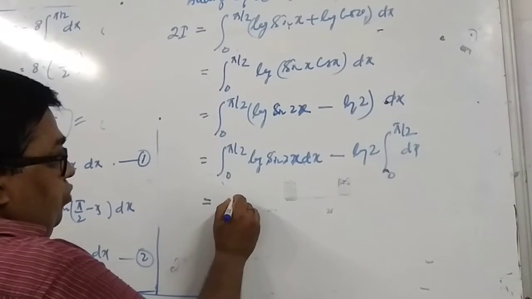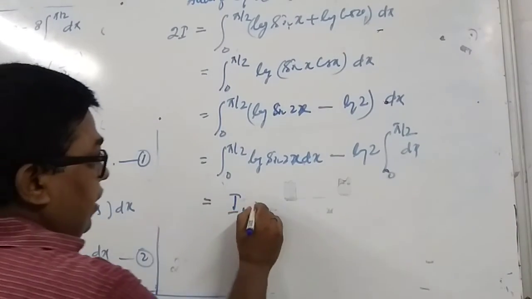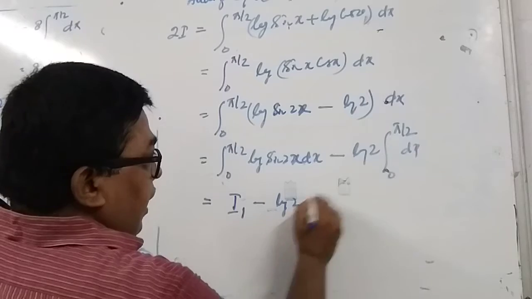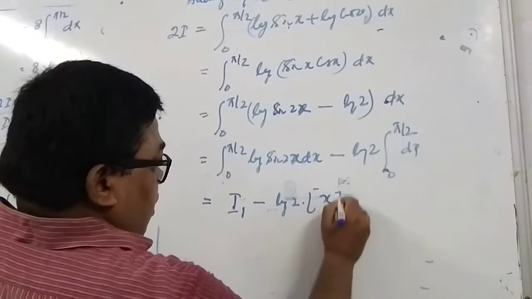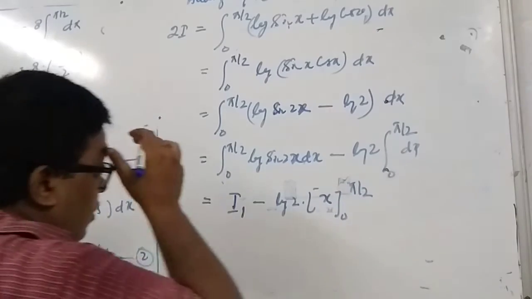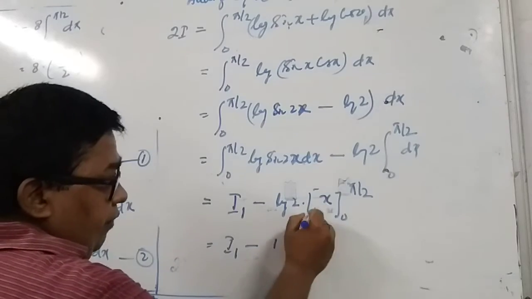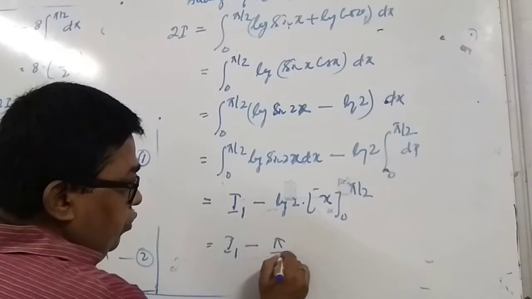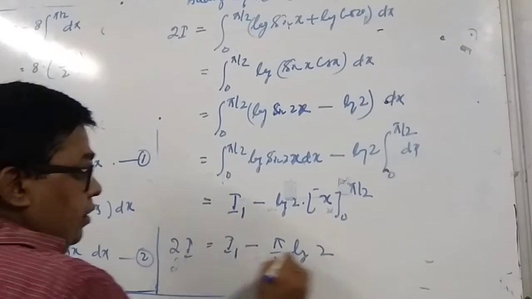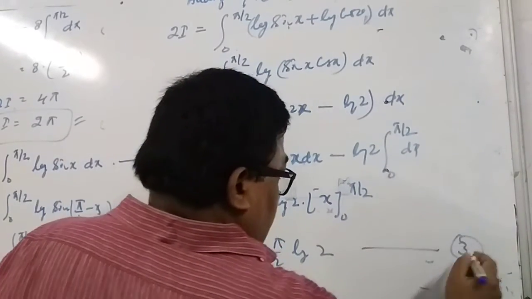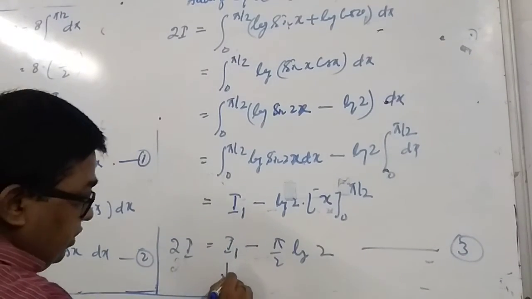You can consider this portion as I1, and we will do it separately. Here log 2 is a constant and this becomes x, from 0 to pi by 2. So I1 minus, applying the upper limit and lower limit, pi by 2 log 2. This is the value of 2I; consider this as equation number 3. Now we will solve this I1 separately.